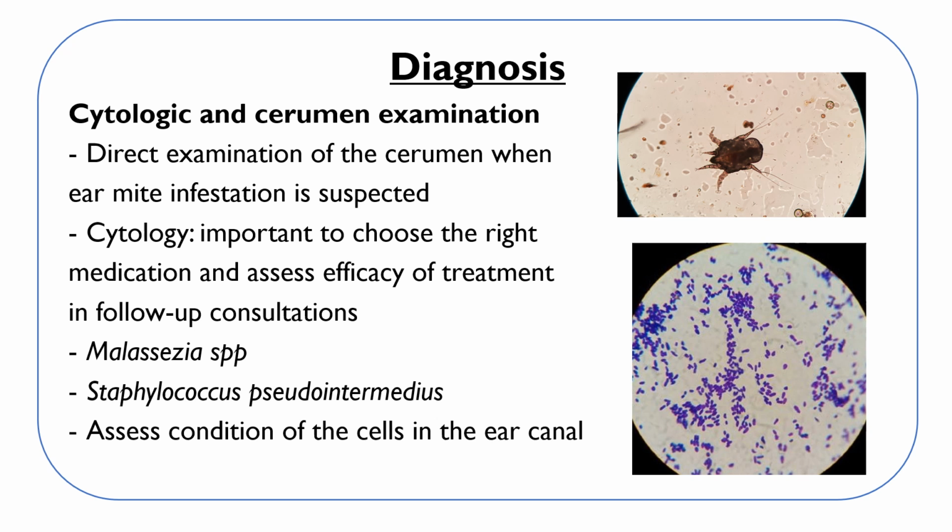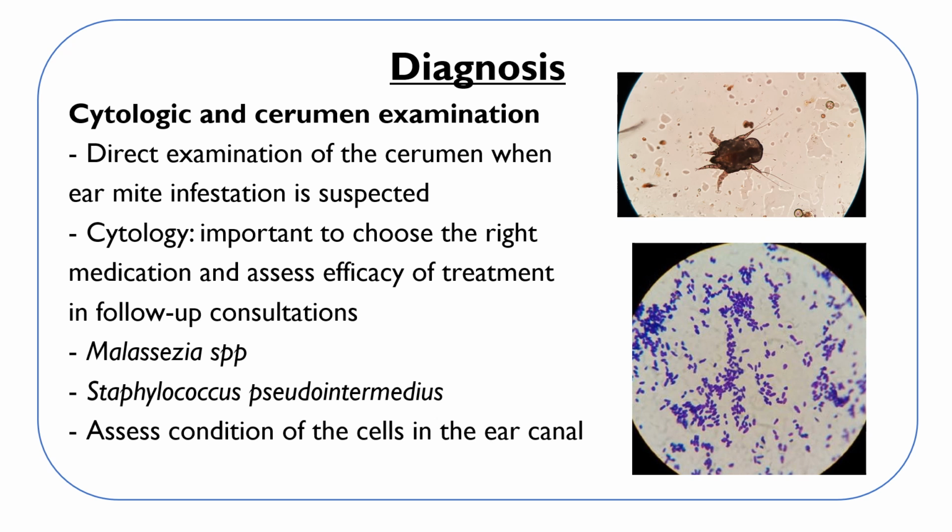And why do we need to know what microorganism is causing the infection? Well, because it helps to choose the right medication to treat the inflamed ear canal. It is also helpful on follow-up consults for assessment of the efficacy of treatment. In case of infection, there may be Malassezia yeast overgrowth or cocci, usually Staphylococcus pseudointermedius. You can see the Malassezia here in the image appearing elongated, whereas Staphylococcus is round.